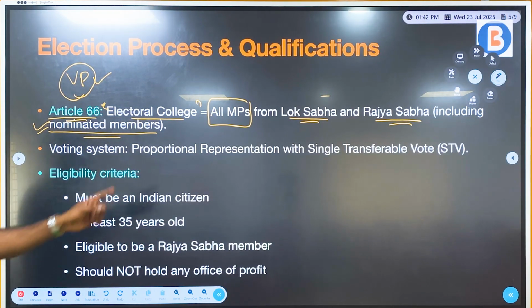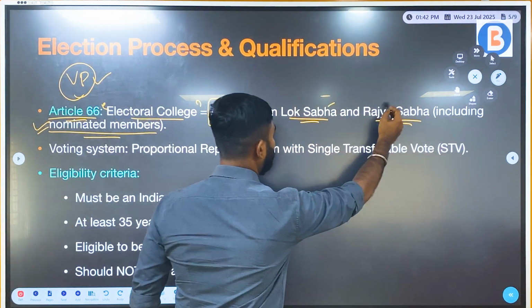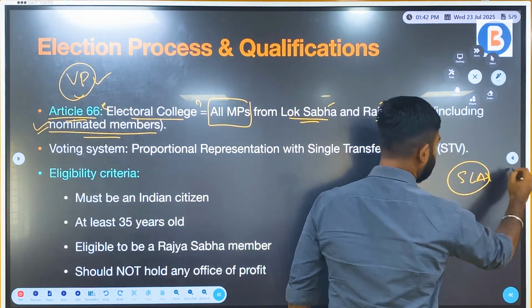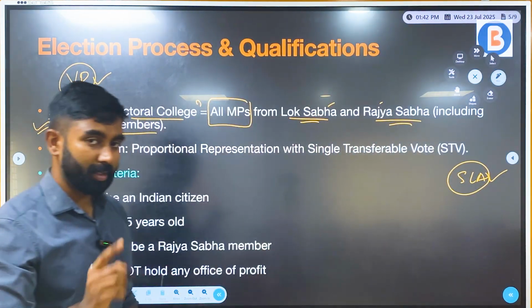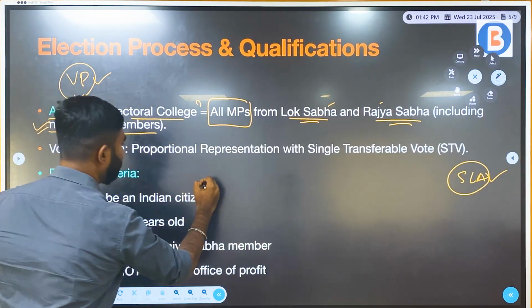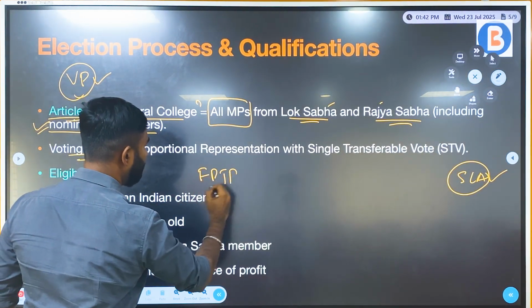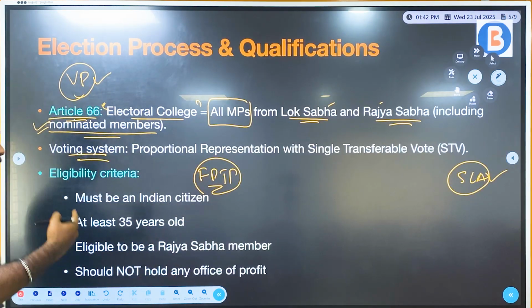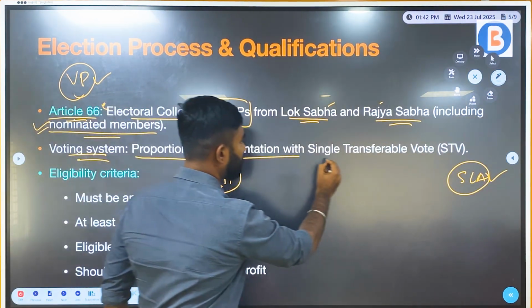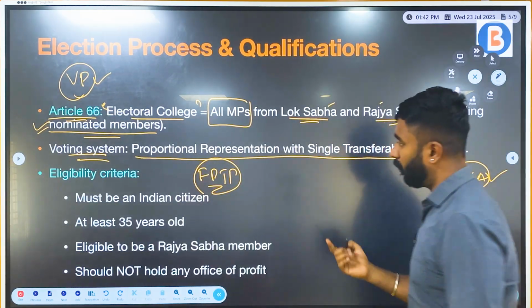Apart from the MPs of Lok Sabha and Rajya Sabha, even the state legislative assembly MLAs get to vote in the President election, which in this case is not available. And for the voting system, we don't have the normal FPTP, the first past the post system, but here we follow proportional representation with single transferable vote.